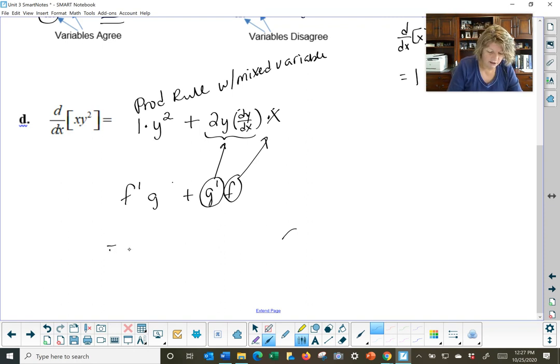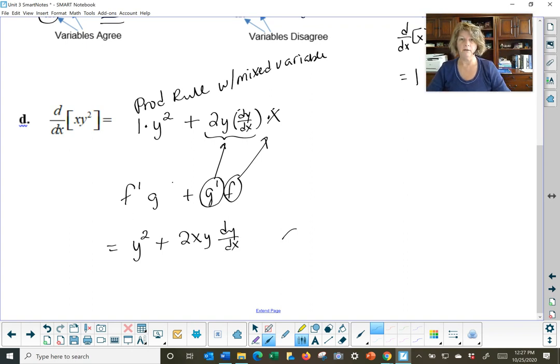I may like to just format this to make it a little bit more readable. And I'd have y squared plus 2xy, alphabetically arrange those two variables, dy dx. And that is a multiplication of those, of all the terms, all the variables in the second term.